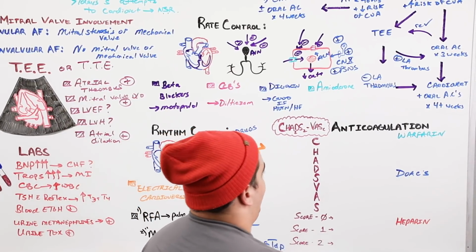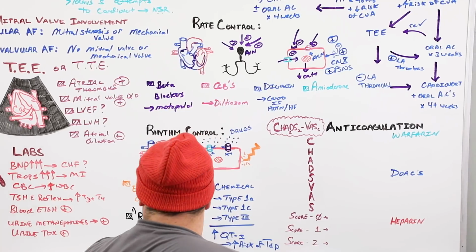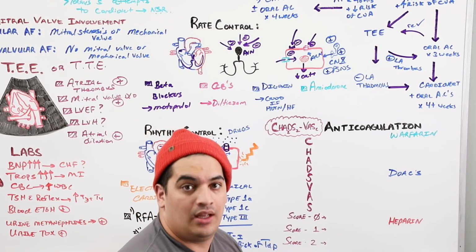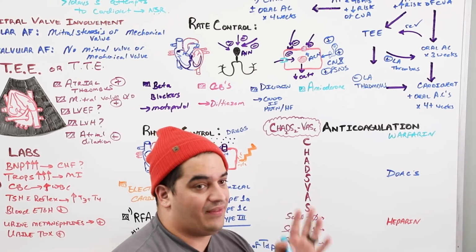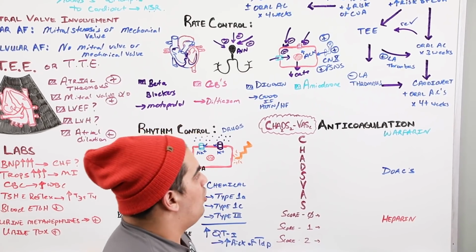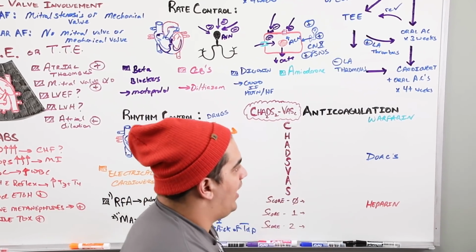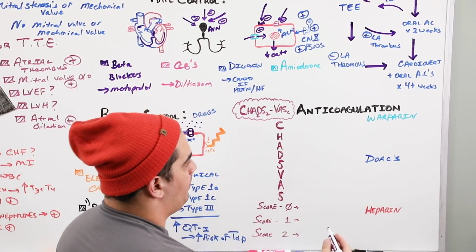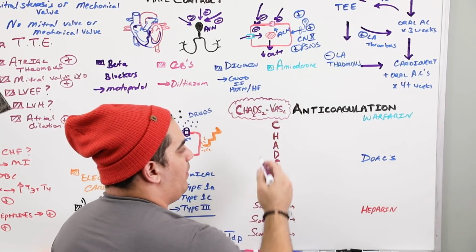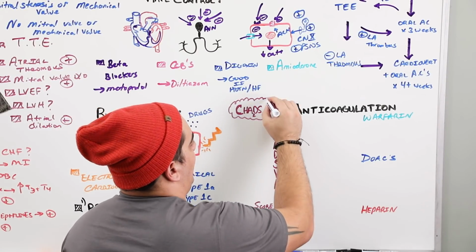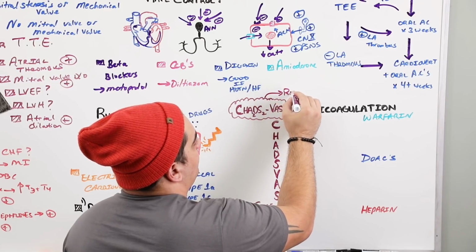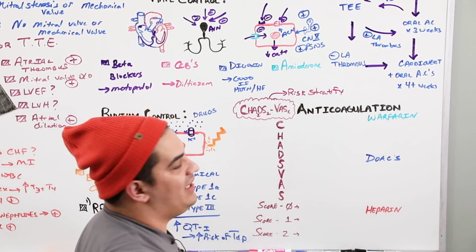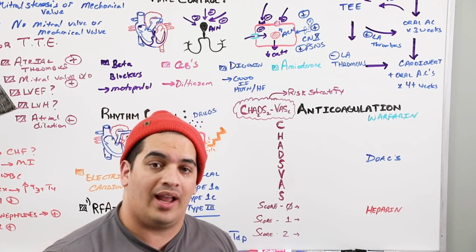So atrial fibrillation, right? We already have an idea here that these patients are at high risk for forming clots and embolizing some of those blood clots to different areas within the body. So the way that we determine their need for anticoagulation is utilizing this score called the CHADS-VASc score. The CHADS-VASc score is a way that we can risk stratify and determine the patient's need for anticoagulation, okay?